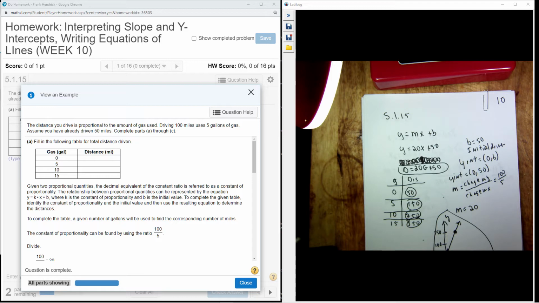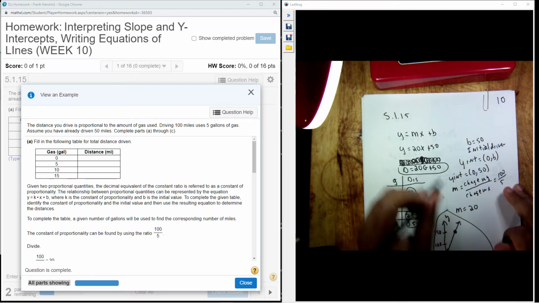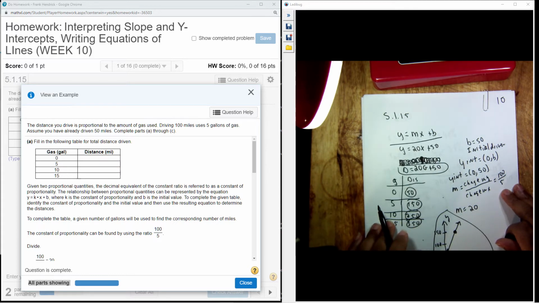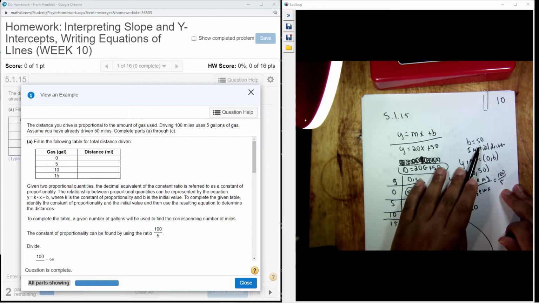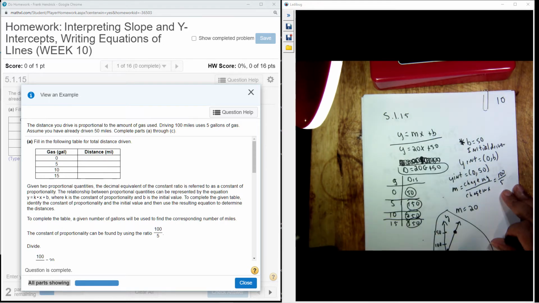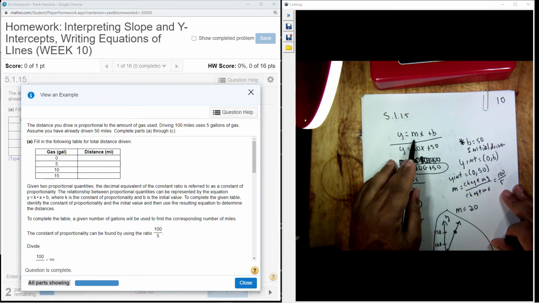So initially we know that you can put it in this form here: y is equal to mx plus b. Initially we know that our b is going to be 50 because we've already driven 50 miles. Okay, so that's one thing we know there. We're also going to need an m.